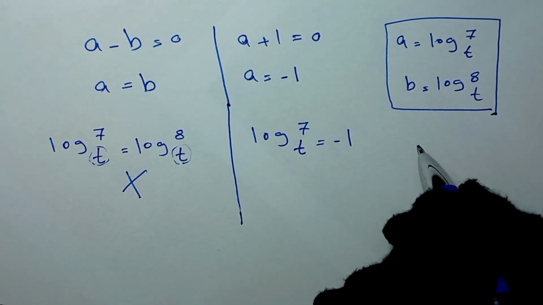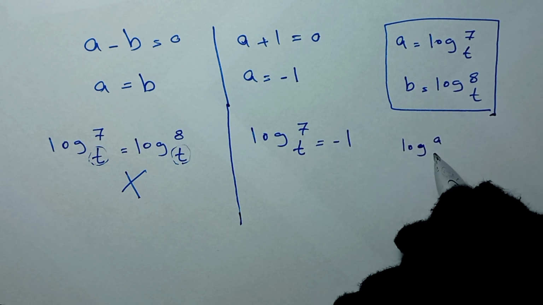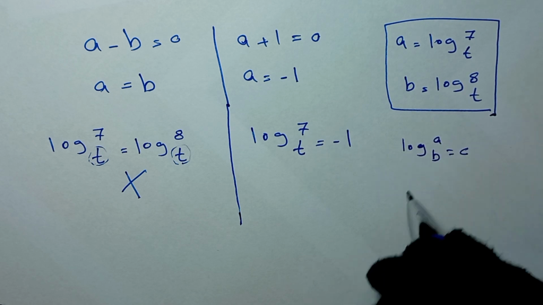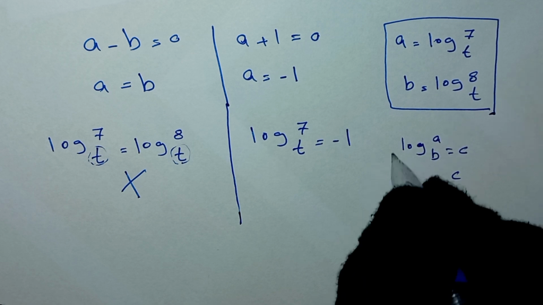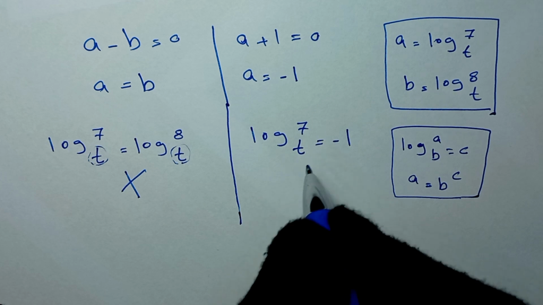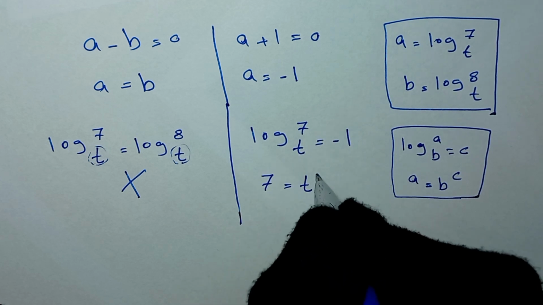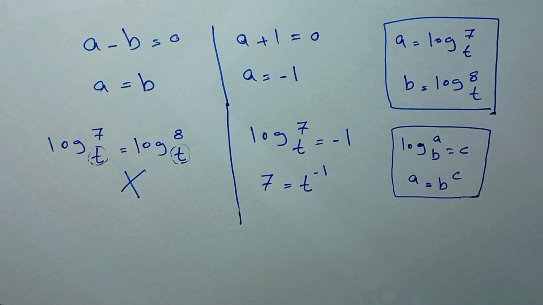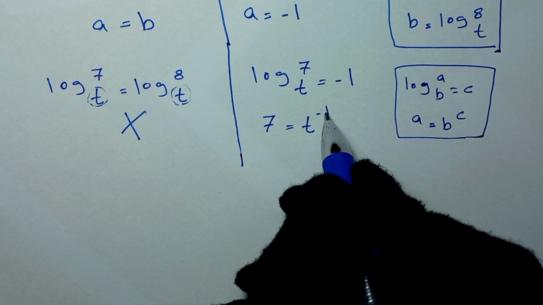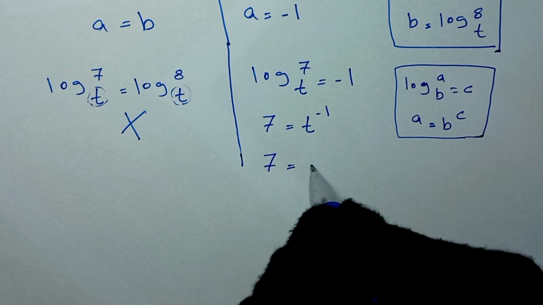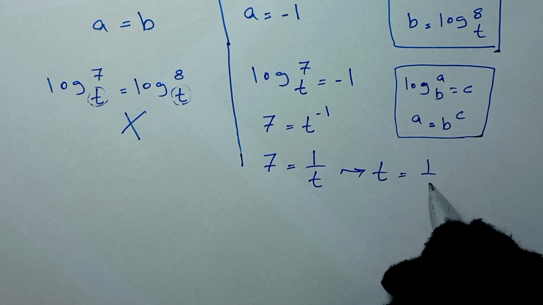And from here, as you know, if we have log of a to base b is equal to c, from here a is equal to b to power of c. And here we can write this as 7 is equal to t to power of negative 1. So in here 7 is equal to t to power of negative 1, and this is equal to 7 is equal to 1 over t, right? And from here, t is equal to 1 over 7.